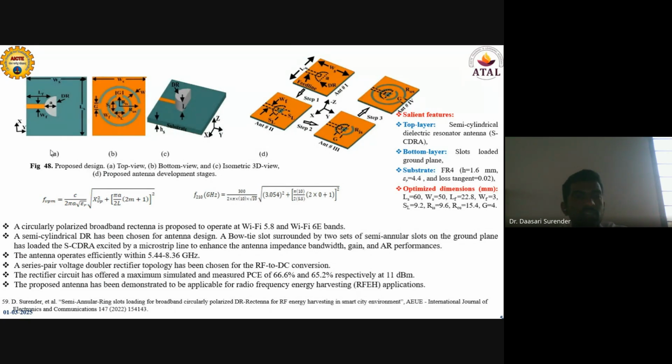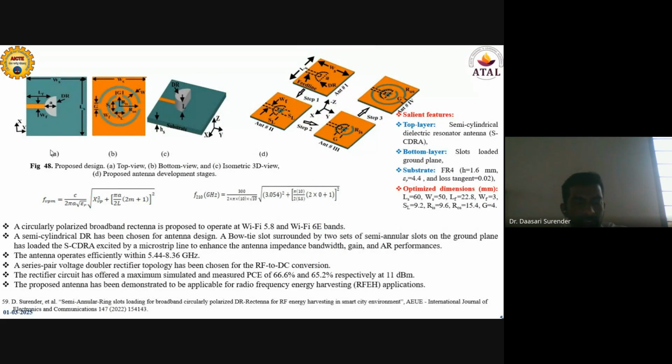This is suitable for broadband. This is implemented for the broadband case. This antenna efficiently operated within 5.44 to 8.36 gigahertz operating frequency.